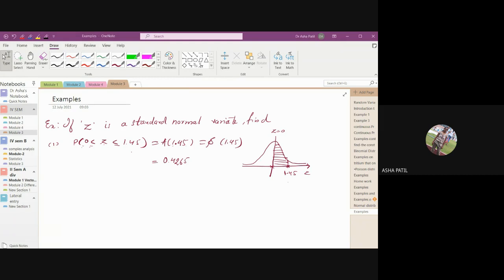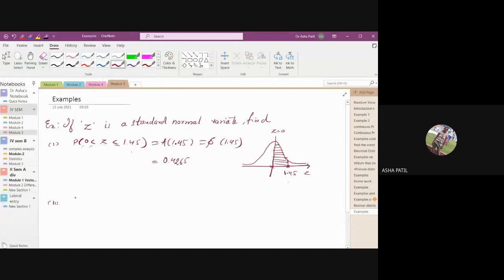Then we say that the probability that Z lies between 0 and 1.45 is 0.4265. So whenever you find the value in the table, it gives the area from 0 to whatever value you put. Just remember that. Okay. Now next, let me take another example.